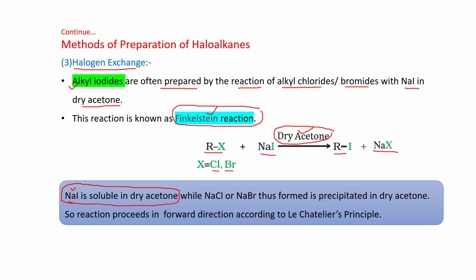According to Fajan's rule, the size of the iodide ion is bigger, and that's why Na+ can polarize it. That's why more covalent character is introduced, and that's why it is soluble in acetone. While NaCl or NaBr formed is precipitated in acetone, because NaCl and NaBr are not soluble in acetone. So the reaction proceeds in the forward direction according to Le Chatelier's principle.